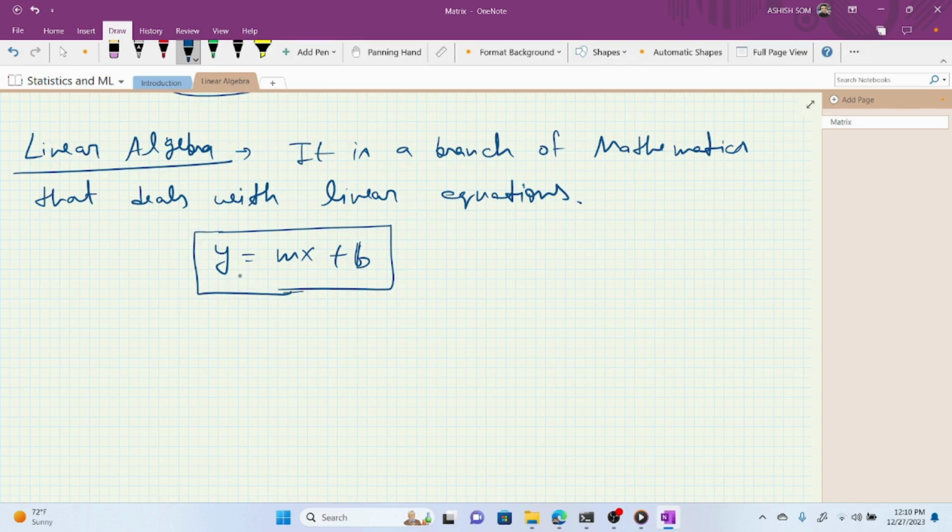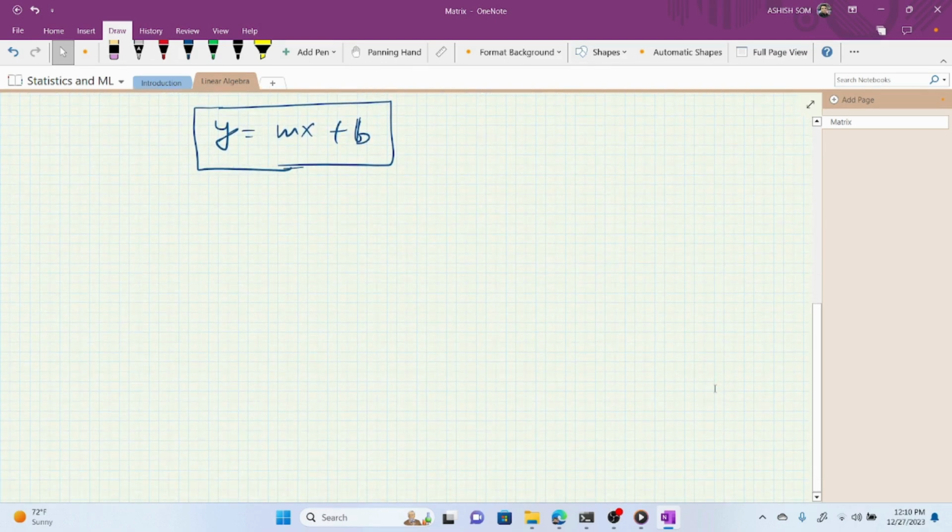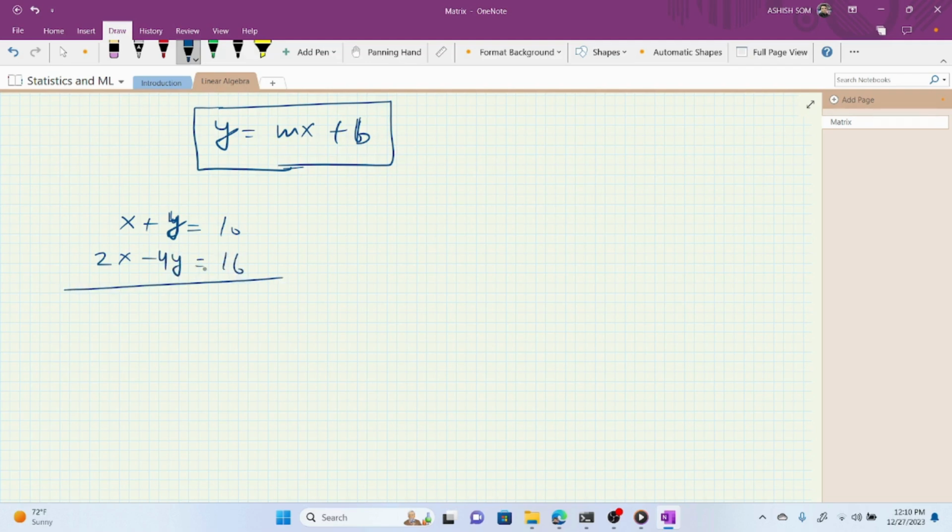Now, when we perform operations on a linear equation, it falls in the category of linear algebra. What is the use of it? Why do we need linear algebra? Let's go back to 10th or 12th standard, where we used to have problems like x plus y equal to 10, then 2x minus 4y equal to 16. Let's say this is equation 1 and this is equation 2. We used to solve such equations, and something similar we are going to do here.